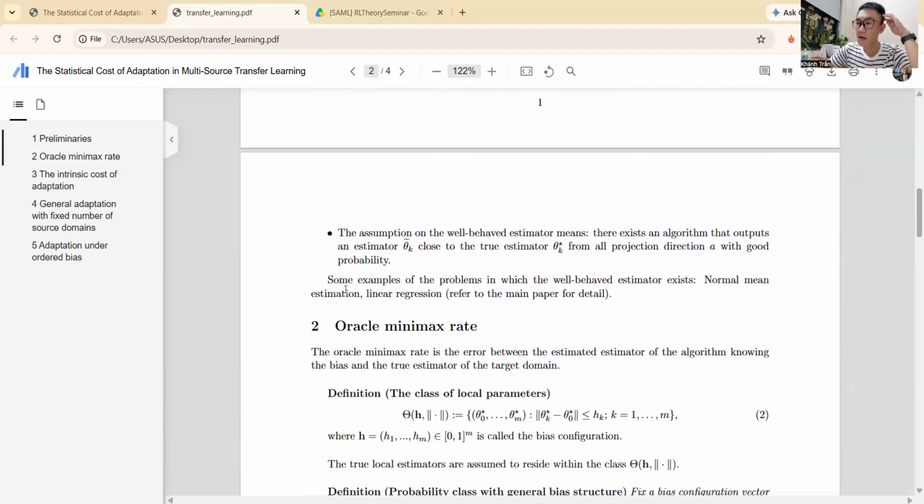There are some examples of problems in which a well-behaved estimator exists, such as the normal mean estimator or linear regression. I won't present them in detail here, so you can refer to the main paper for the description.